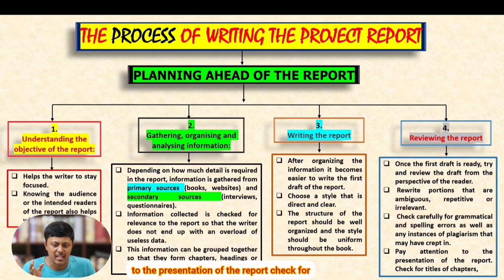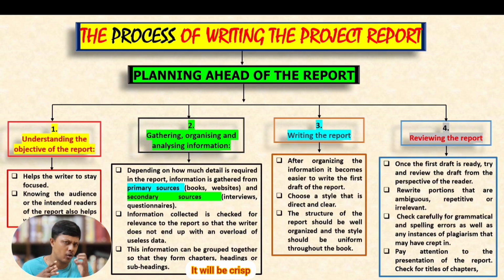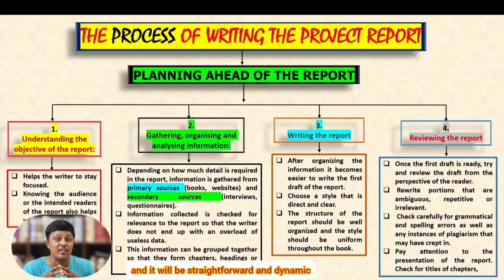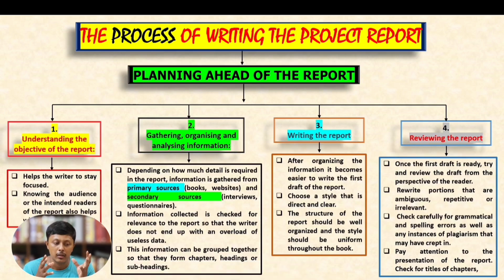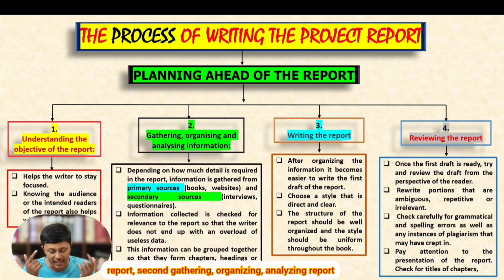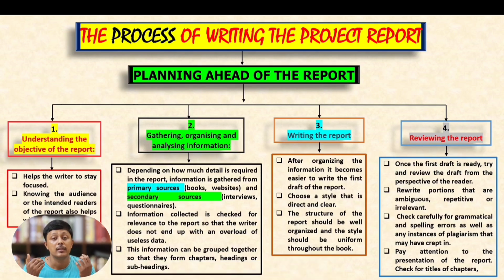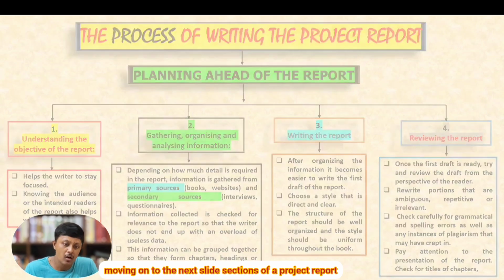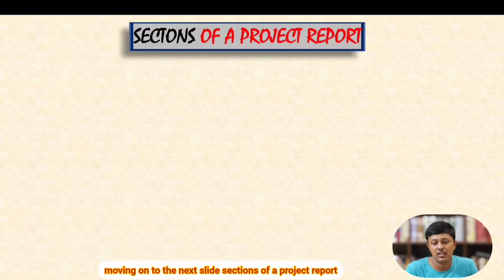Pay attention to the presentation of the report. Check for titles of chapters. So you need to again check the chapters, titles, etc., so that it will be complete, crisp, straightforward and dynamic. So these are the first four aspects of planning the report: first, understanding the objective of the report; second, gathering, organizing, and analyzing the information; third, writing the report; and fourth, reviewing the report. Moving on to the next slide, sections of a project report.